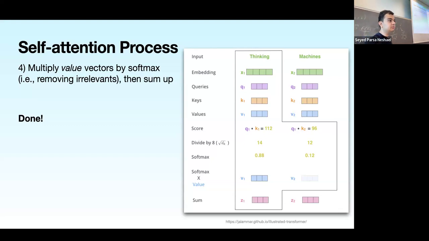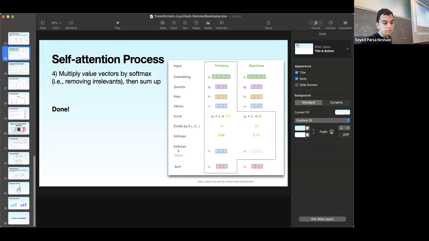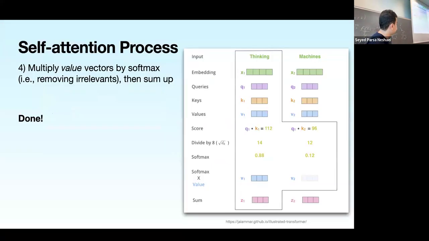Any questions until now? How they do their attention in transformers? Oh, sorry, something happened. Sorry, could you repeat again? Yeah, here. Are the values there or no?